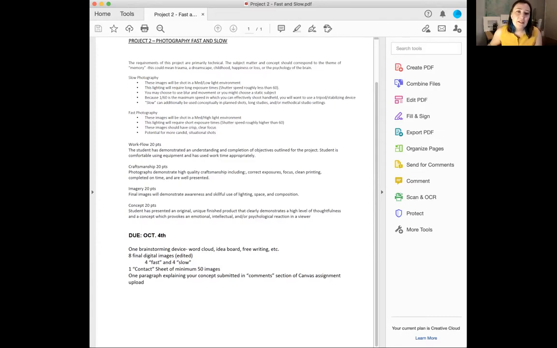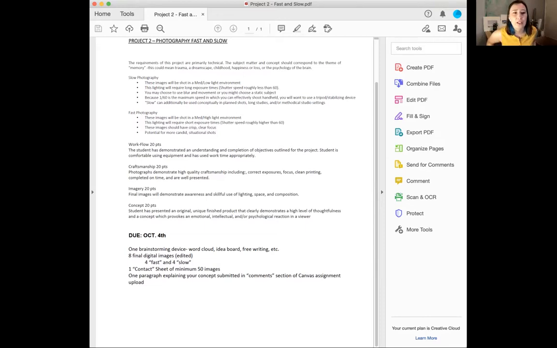Because 1/60th of a second is the maximum speed in which you can effectively shoot handheld, you will want to use a tripod stabilizing device. We just talked about that. Great. Slow can additionally be used conceptually in either planned or very meticulous thoughts, long studies of something, or a methodical studio setting in which you really kind of craft the scene. So slow primarily is technical. I want you to hit those technical points, but slow could also be conceptual. Maybe take that and run with it in ways that you can be slower in your shooting process as well.